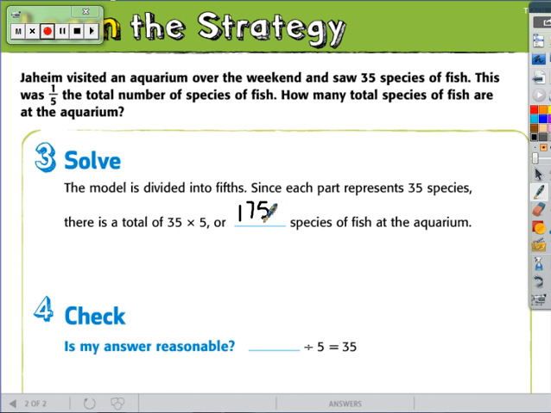Now all that's left to do is check to see if our answer is reasonable. So we take 175, we divide it by 5, and it says that we get 135. Now, can you guys divide big numbers like this in linear equations?